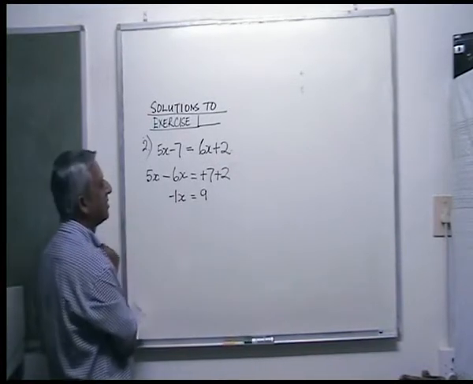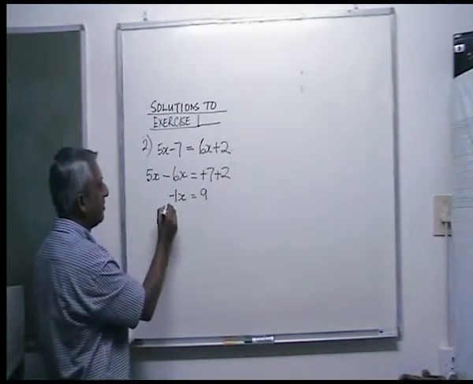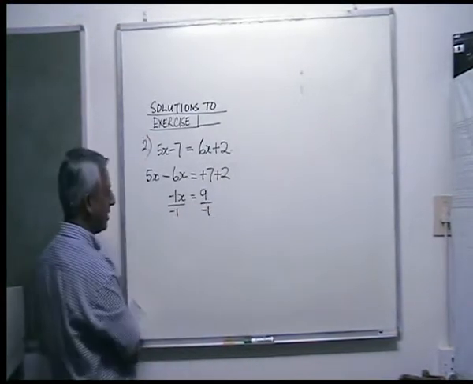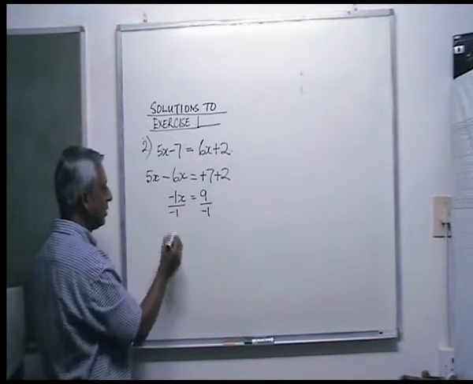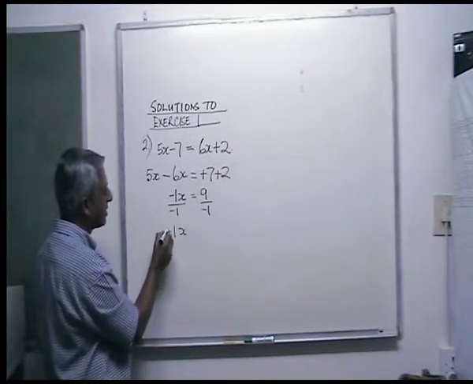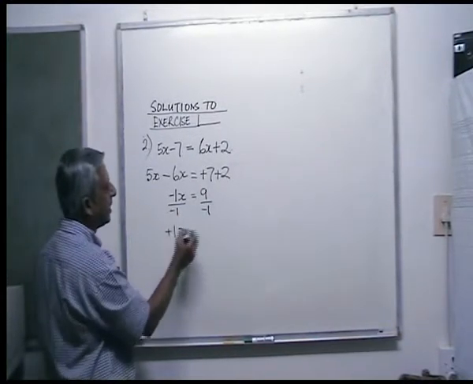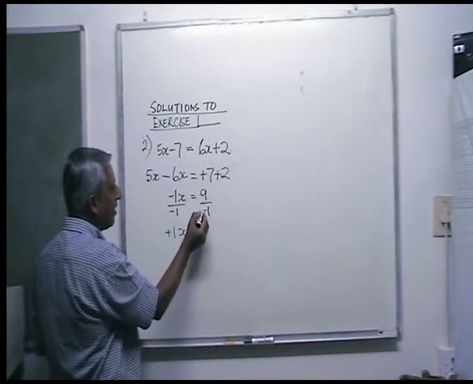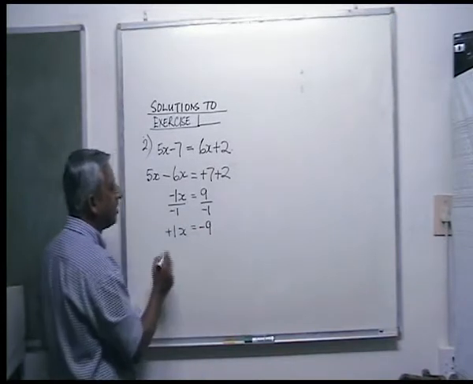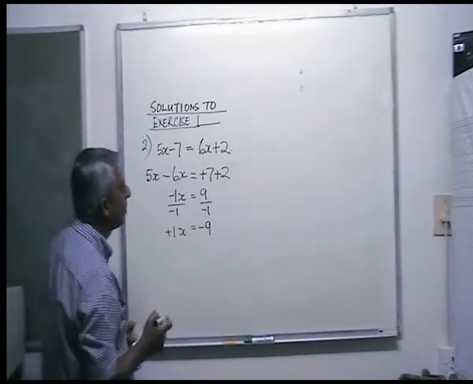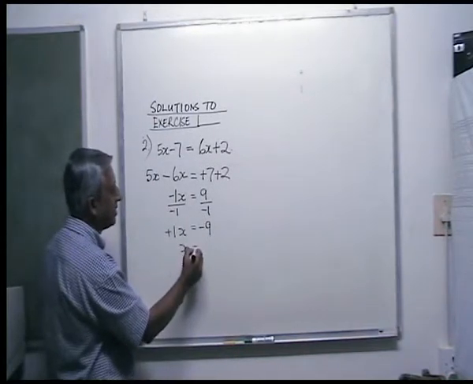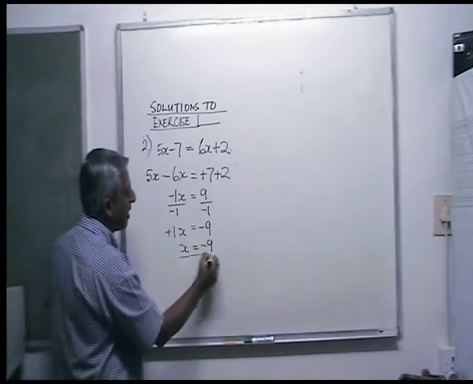Now we have to divide both sides by minus 1. So I have to divide here by minus 1. I have to divide here by minus 1. So that becomes plus 1x. Minus divided by minus is plus. 1 divided by 1 is 1. X is equal to. Now 9 divided by minus 1 will give you minus 9. If you know it, great. If you don't know, put it in the calculator and check it out. So the final answer here is x is equal to minus 9.